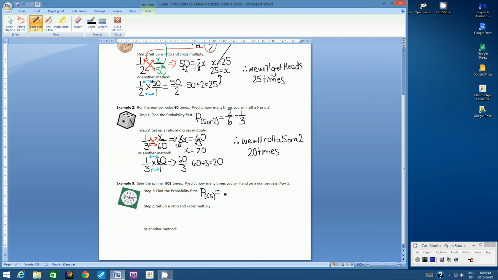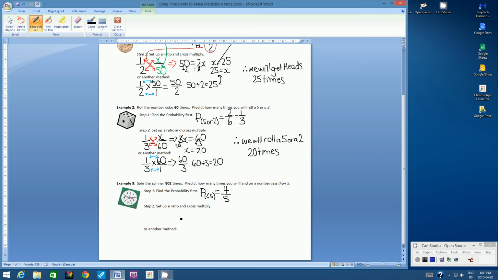All right, so we know that the total number of outcomes is 5 because there's only 5 sections on the spinner. And how many numbers do we have that are less than 5? Well, we have 1 is less than 5, 2 is less than 5, 3 is less than 5, and 4 is less than 5. So hopefully you got a probability fraction of 4 over 5. Can this fraction be reduced any further? No.